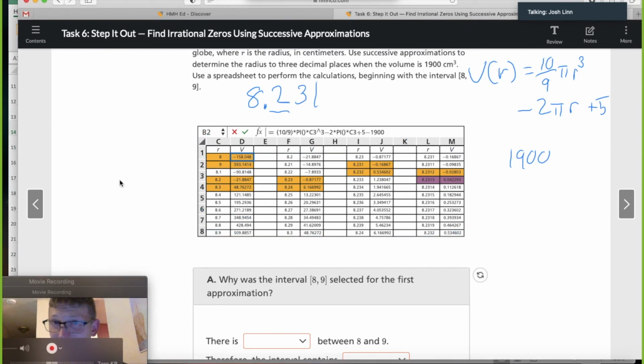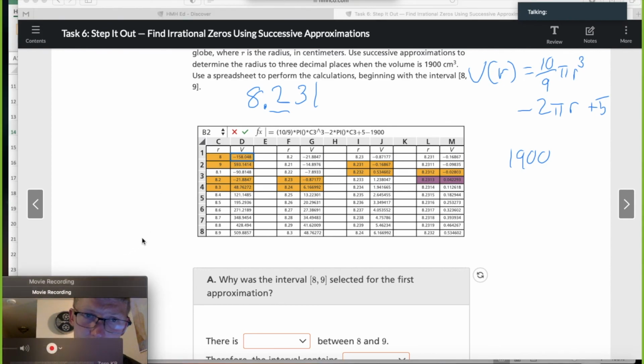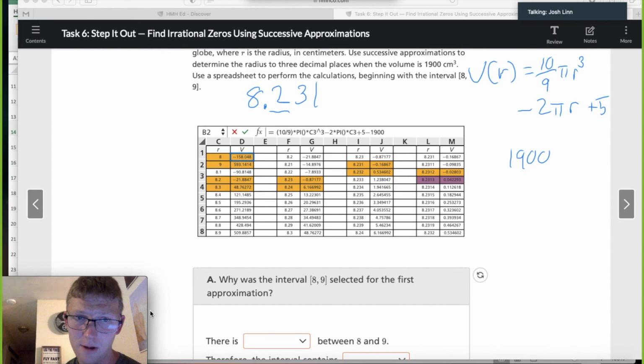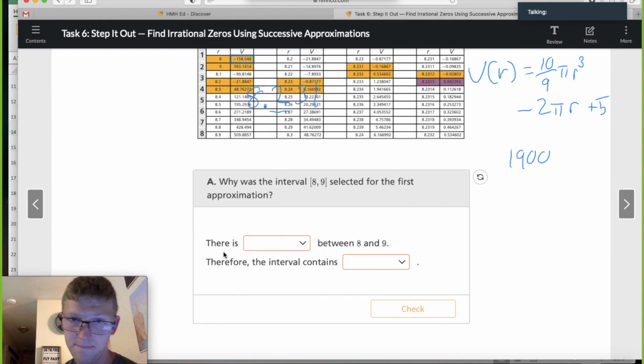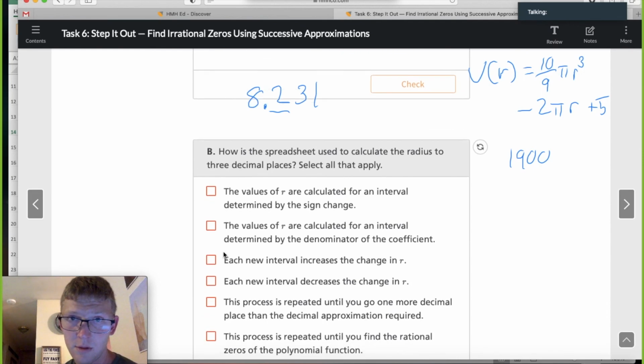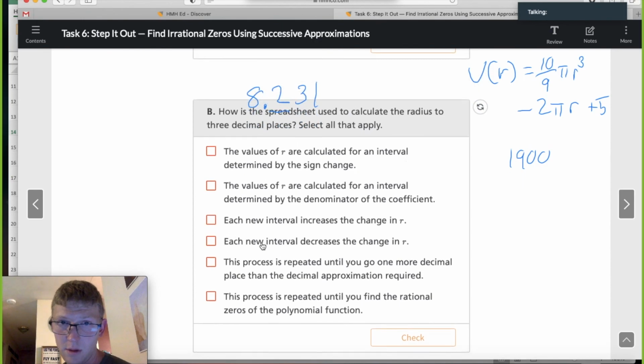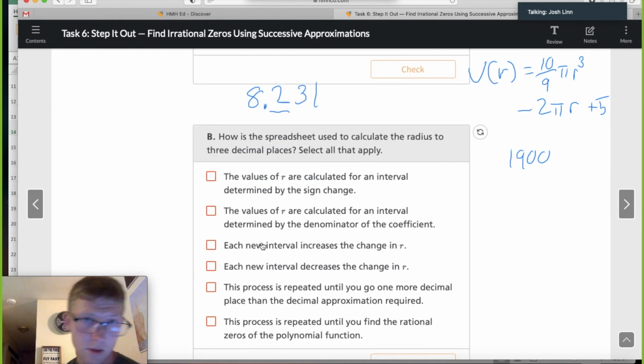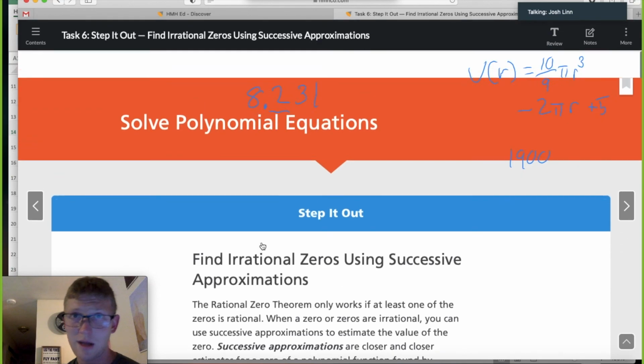You can also graph it, trace. That's what I did the first time when I was working on this. Whatever makes you happy, right? And how is the spreadsheet used to calculate the radius to 3 decimal places? Yeah, so we went through all of that. So that's how that works.